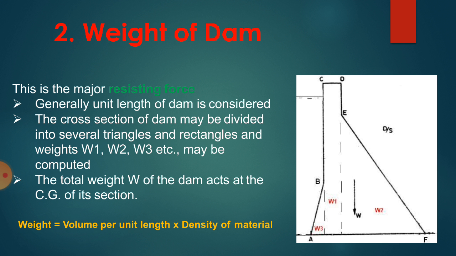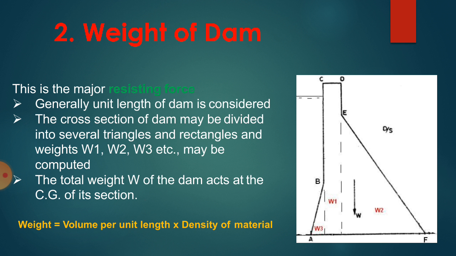The second force acting on the gravity dam is the weight of the dam. Generally this is the major resisting force, and the unit length of the dam is considered. Here the cross section of the dam may be divided into several triangles and rectangles, and the weights W1, W2, W3, etc. may be computed. The total weight W of the dam acts at the CG of the section.